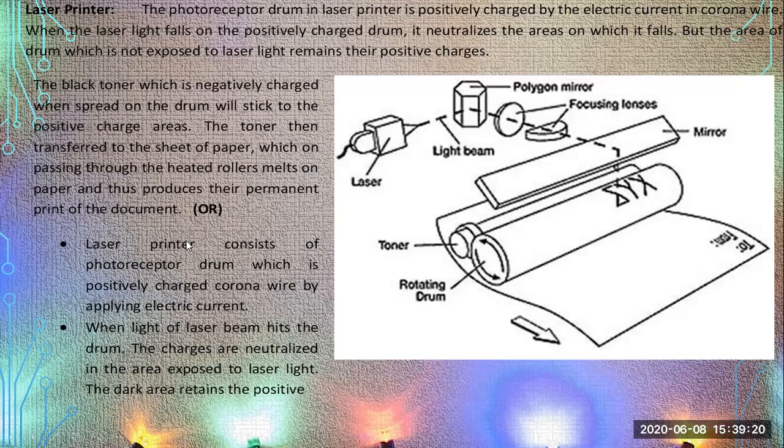The laser printer consists of a photoreceptor drum which is positively charged by the corona wire. By applying electric current through the corona wire, the drum becomes positive. This is one step. The other one is, when the light of the laser beam hits the drum, the charges are neutralized in the area exposed to the laser light. The dark area remains positive. This is the dark area which remains positive, and the print is produced.